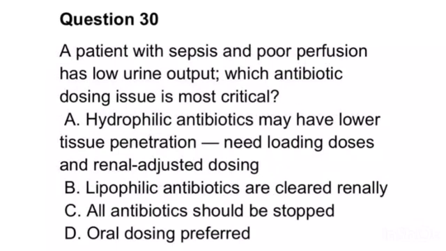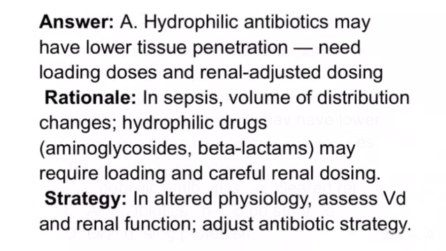Question 30. A patient with sepsis and poor perfusion has low urine output. Which antibiotic dosing issue is most critical? A. Hydrophilic antibiotics may have lower tissue penetration, need loading doses and renal adjusted dosing. B. Lipophilic antibiotics are cleared renally. C. All antibiotics should be stopped. D. Oral dosing preferred. Answer, A.